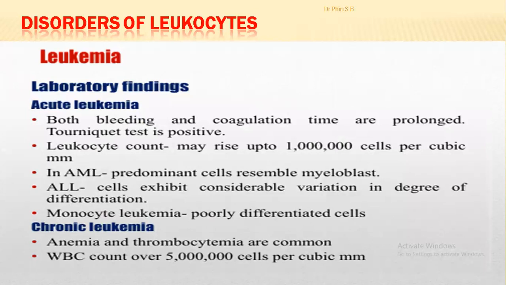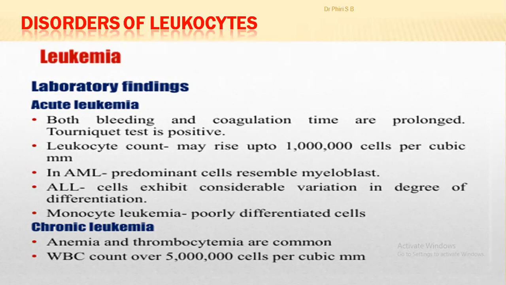The laboratory findings of acute leukemia and chronic leukemia. In the lab, what can you find with these patients? In acute leukemia, both bleeding and coagulation time are prolonged. The tourniquet test is positive. The leukocyte count may rise up to 1 million cells per cubic millimeter. Remember, the normal range is 4,000 to 11,000, but in this case you have 1 million white blood cells per cubic millimeter of blood. So that's an increase in the number of white blood cells.